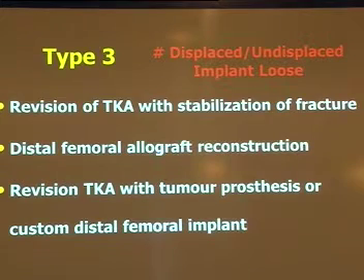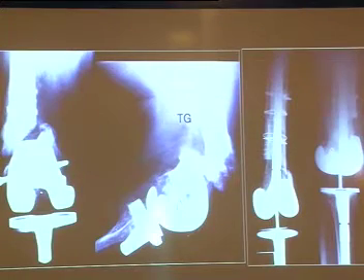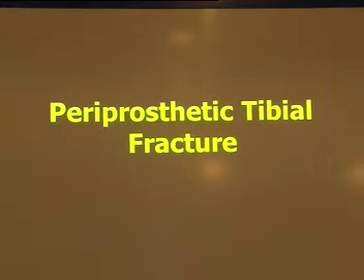When you come to a type 3 fracture, which is the most difficult to manage, these are again, to recapitulate, fractures which are displaced or undisplaced, but the implant is loose. So in these situations, you need to do a revision knee with stabilization of the fracture, or use a distal femoral allograft reconstruction, or you can even go on to revise with a tumor prosthesis or a custom made distal femoral implant. As you see in this example, this is a type 3 fracture treated with a CCK type of prosthesis with femoral allografts that were used to bridge the bony defect.